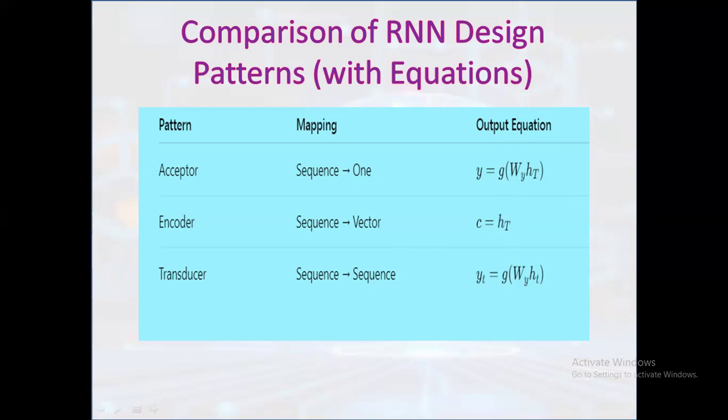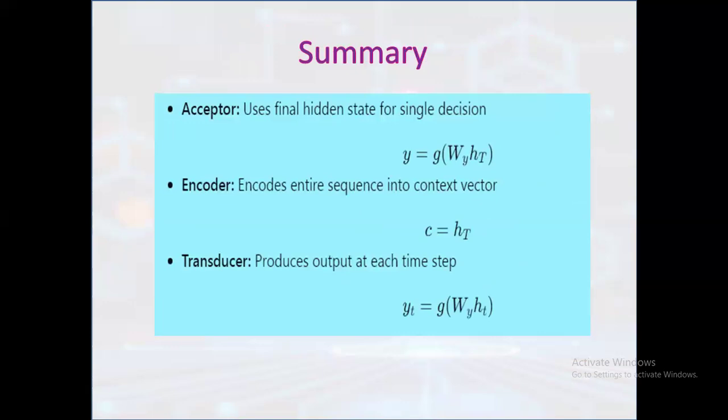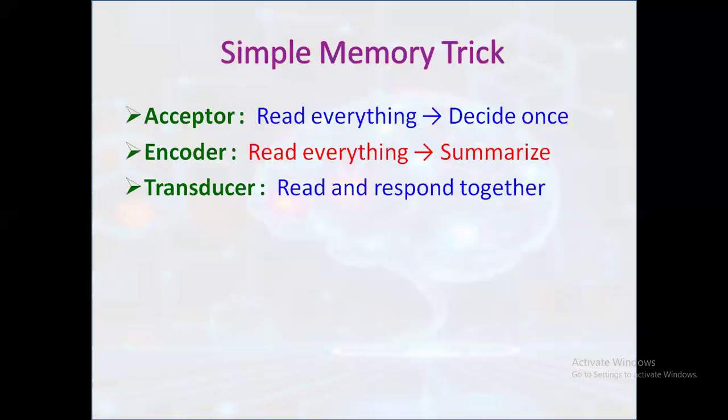And finally, coming to the summary. The acceptor produces a single output using this equation, g of Wi into ht, where g is the activation function, and is suited for sequence level decisions. The encoder compresses the entire sequence, c is equal to ht, which serves as a context representation. And the transducer produces an output at each time step, given by yt is equal to g of Wi into ht.